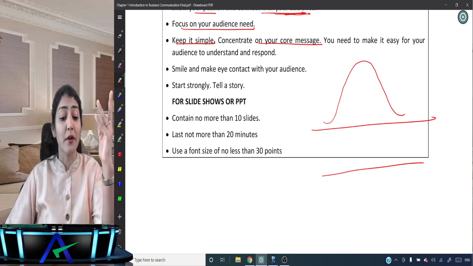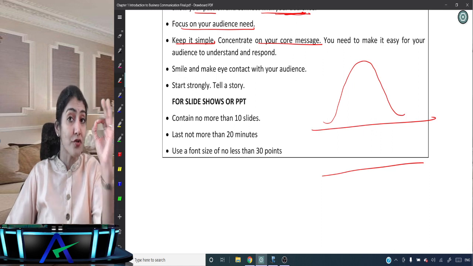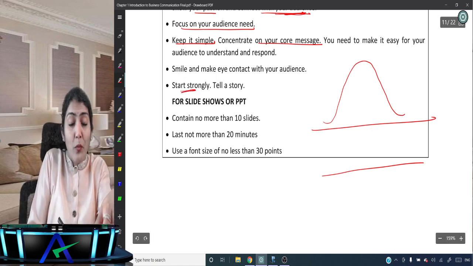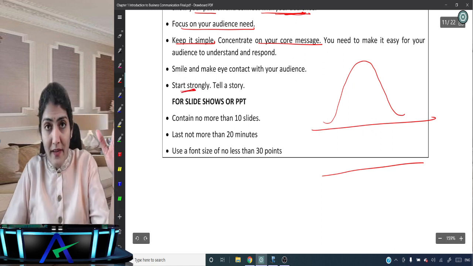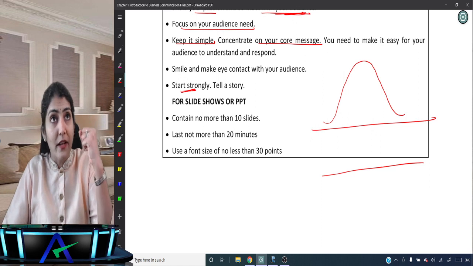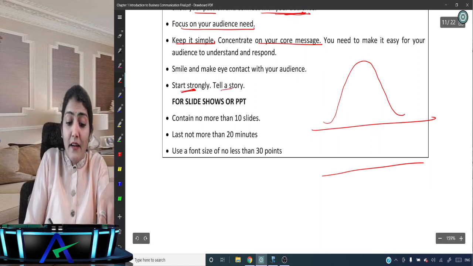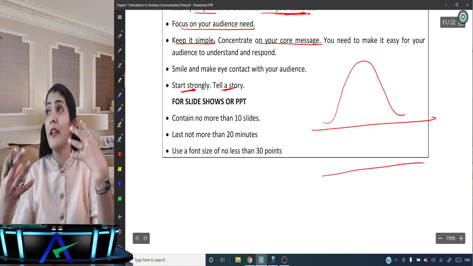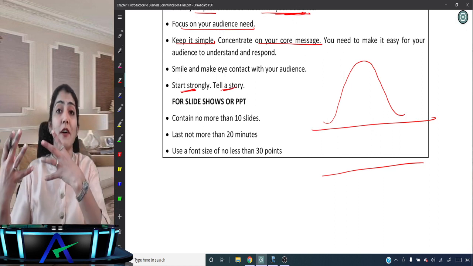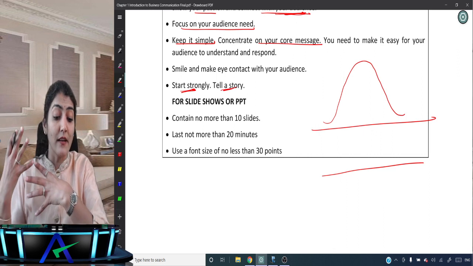Make eye contact with your audience and start strongly. And it is always said that well begun is half done. So start with a punch, start strongly, and tell a story. Story is a very effective way of putting across your point. Right? So tell a story.